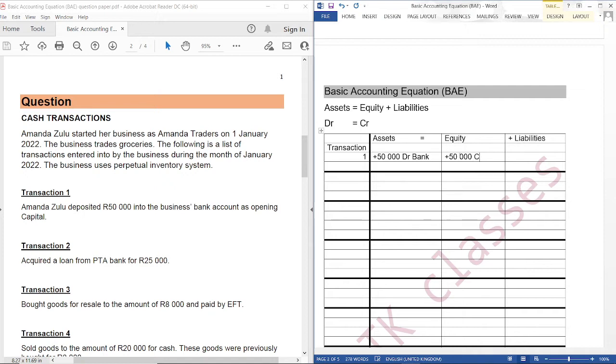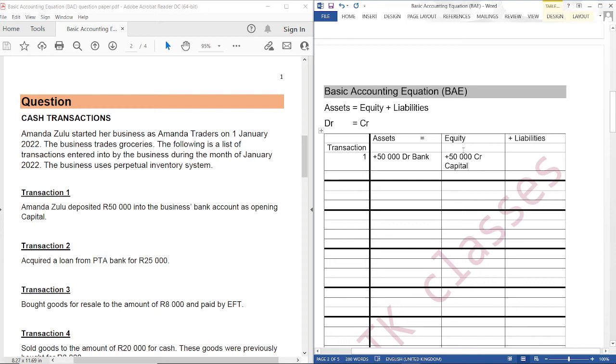Then we are going to credit capital. Here we are going to have 0. We don't have a liability there, right? We are going to have 0. So our accounting equation balances: plus 50,000 is equal to plus 50,000 this side. Then we have debit and credit. Let's move on to transaction number 2.